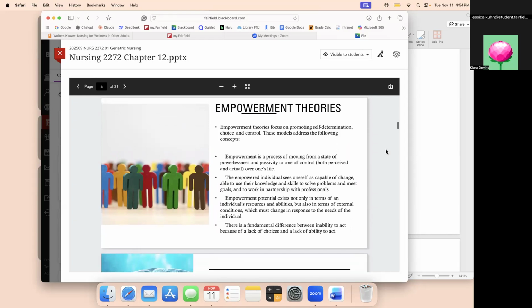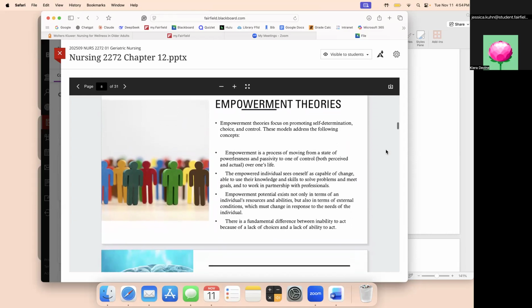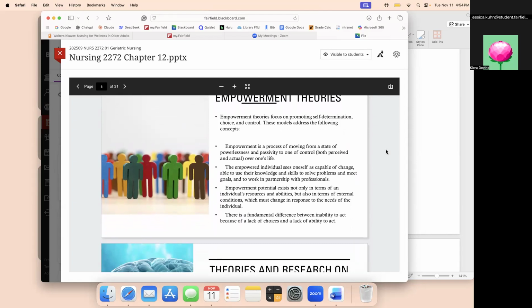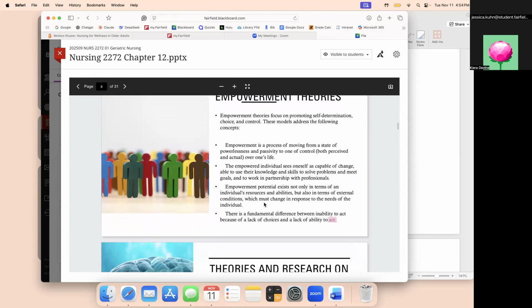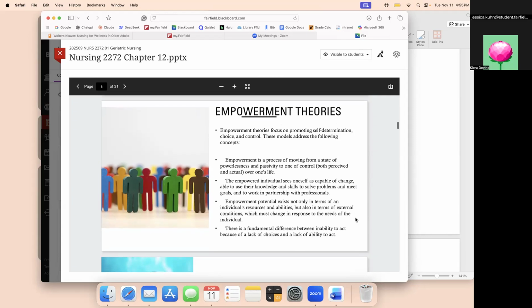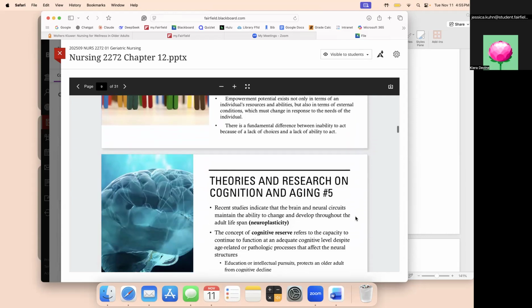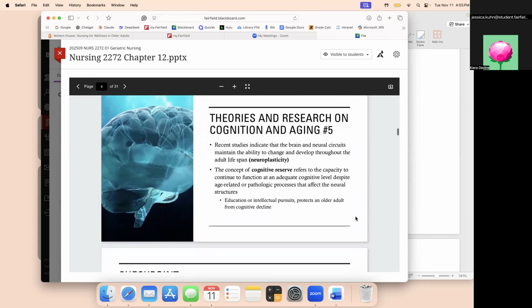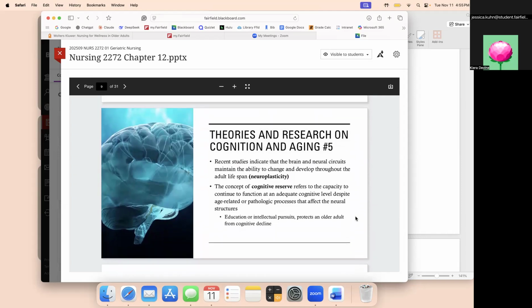This empowerment theory focuses on self-determination, choice, and control. While it's very important for older people, it's important for everybody. Empowerment is a process of moving from a state of powerlessness and passivity to one of control. This is going to be a big part of your nursing interventions throughout school and your practice: handing back the power to the patient so that they can make their own choices, which helps them in general just thrive.